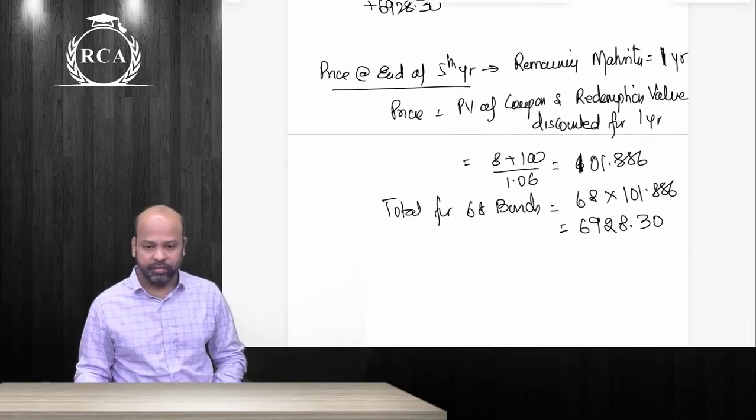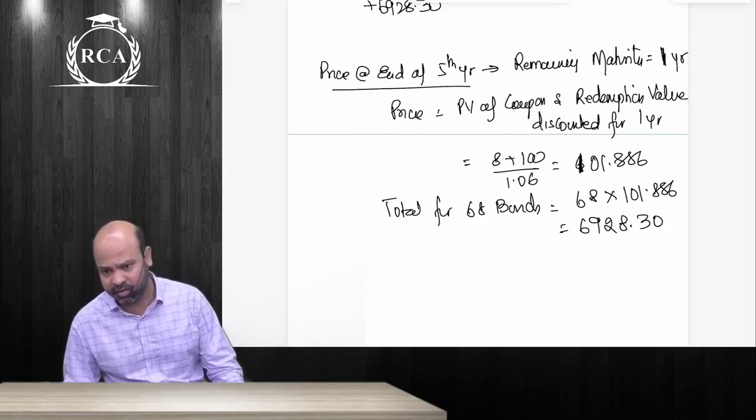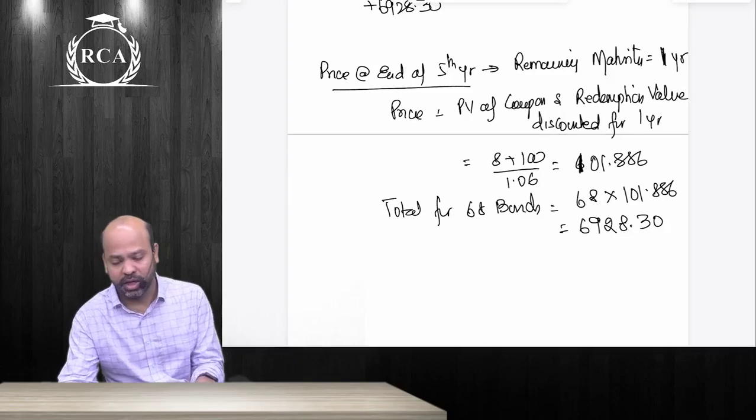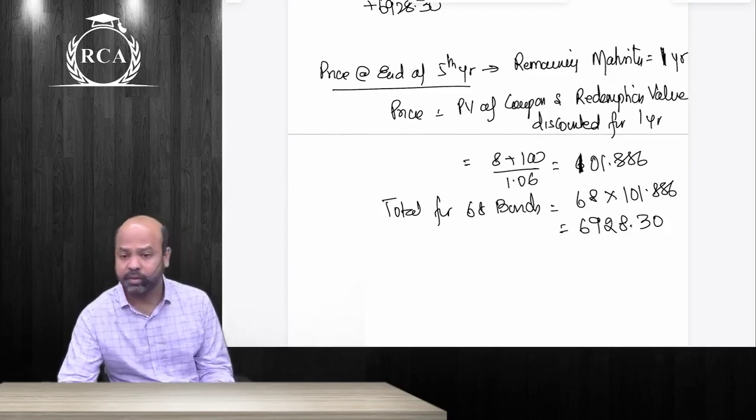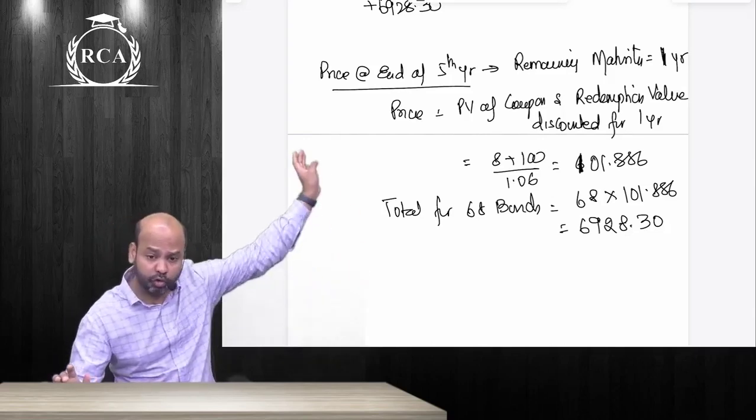At the end of 5th year, remaining maturity is 1 more year, beta. We are computing price of the bond based on that 1 more year maturity and discounting cash flows at the prevailing rate, which is 6%. So that 8 rupees and 100 rupees was discounted, beta, at 6%. This is nowhere related to anything else; we did this in so many questions till now.